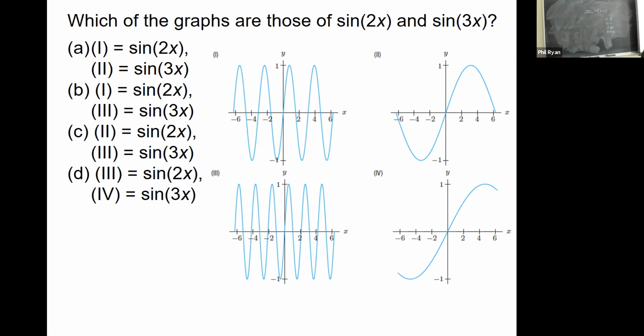Okay, let me try. So here, I've given you 4 graphs. They're all periodic functions. And so there's sine 2x and sine 3x somewhere in there. So you've got to figure out which is which. Graph 2 is sine of 2x, or another one.